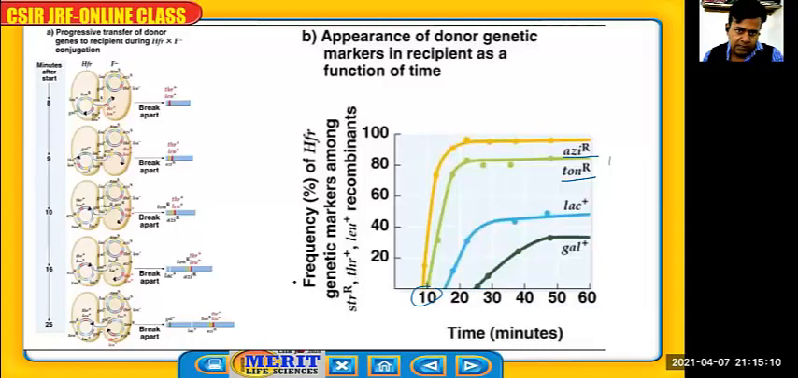This is the percent frequency of HFR, and this graph shows the appearance of the donor genetic marker in the recipient as a function of time, and this is how you will calculate the distance. Because if you see the E. coli mapping, this was the complete map of 100 minutes. Only the time frame matters, and yesterday I discussed that 1 minute is equal to 1 unit.